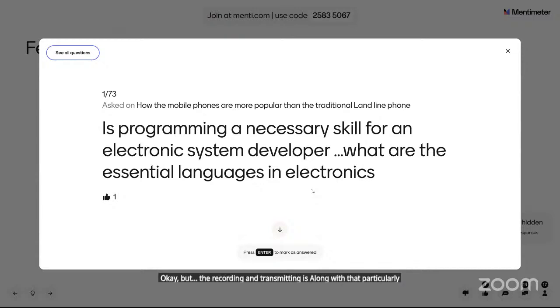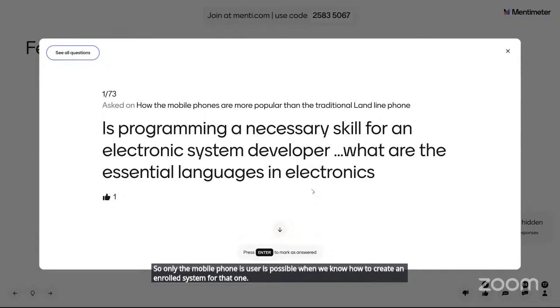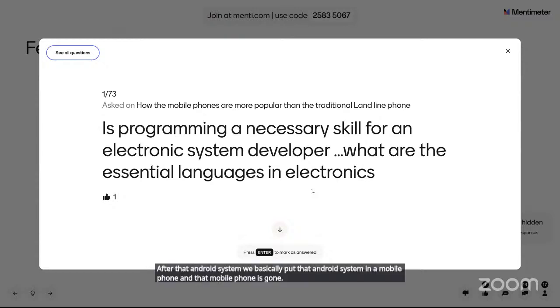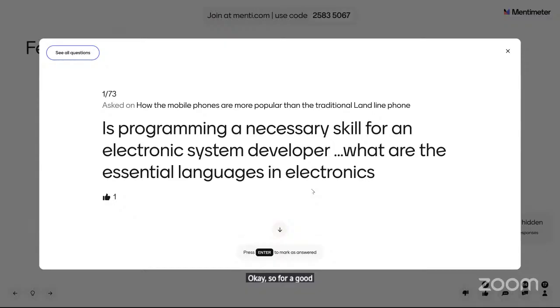Yes, programming is a necessary skill for a developer. If we have a mobile phone without Android, we can't use that mobile phone. Using the mobile phone is only possible when we know how to create an Android system for it. After that, we put that Android system in a mobile phone, and that mobile phone works. So a good developer is required to have programming skill also.